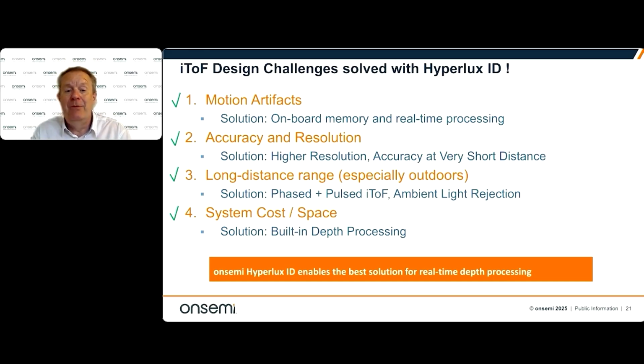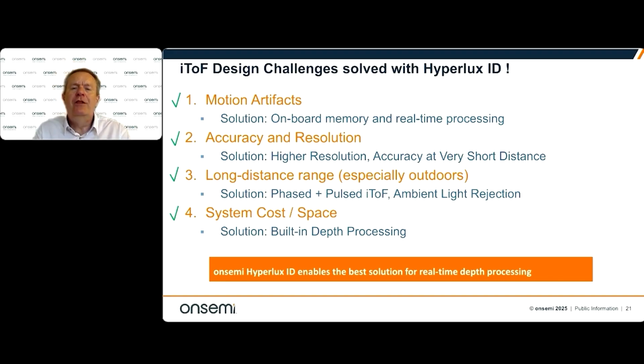And again, with movement, it's having this long distance range with movement by having this smart iToF phased and pulsed send and receive. If you remember that smart iToF, that hybrid of continuous wave and pulsing together, and that high ambient light rejection. And that is key to getting that long distance. So all of these working in unison to give you that ambient light rejection. And as I've mentioned many times, this built-in depth processing to enable reduced system cost and reduced space.